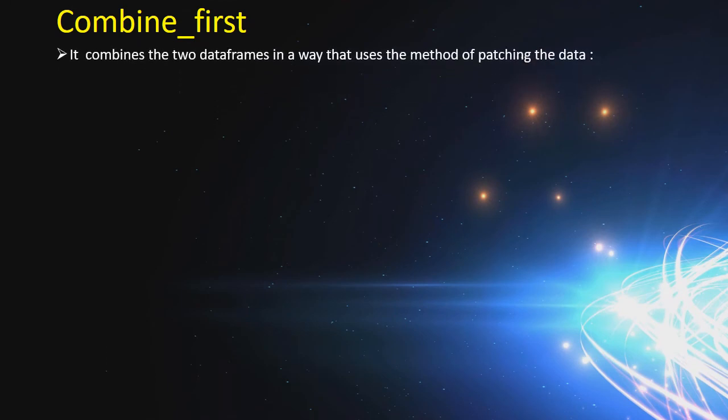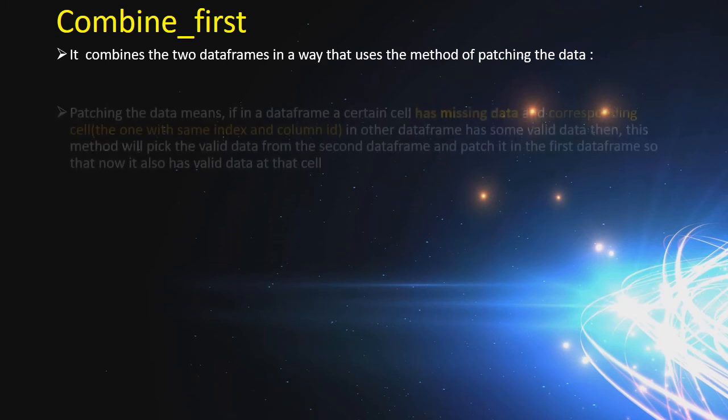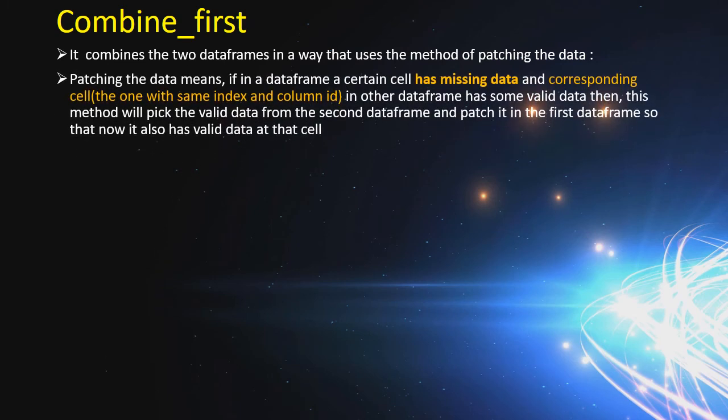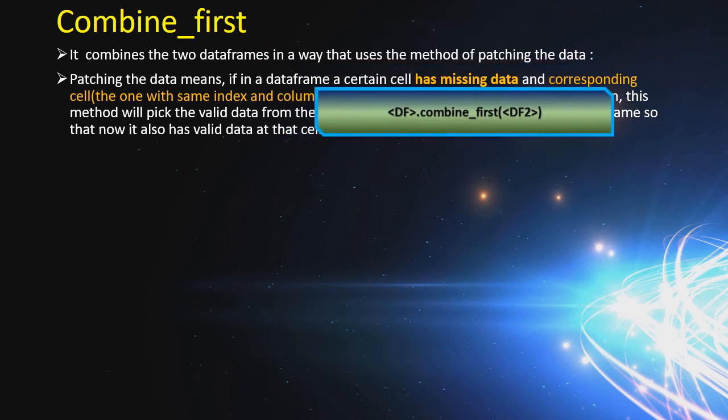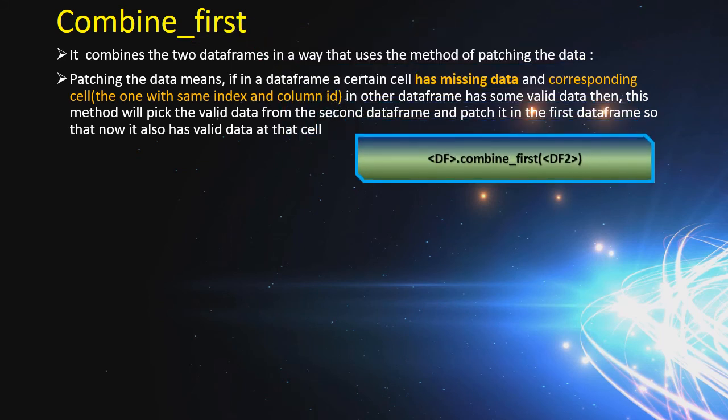Combine_first is also used to combine the two data frames, but by the method of patching the data. Patching data is nothing but, if the data frame contains any missing value, and the same index label and column label in another data frame contains a value, that value will be patched. That will be copied and displayed in the missing place. That is patching. So the general format is data frame object 1 dot combine_first data frame object 2.